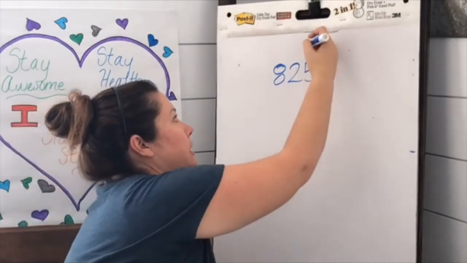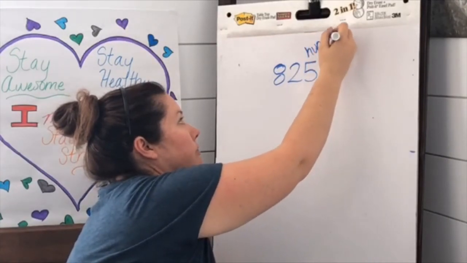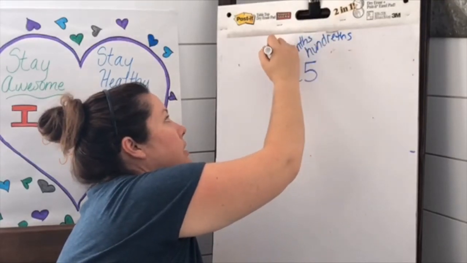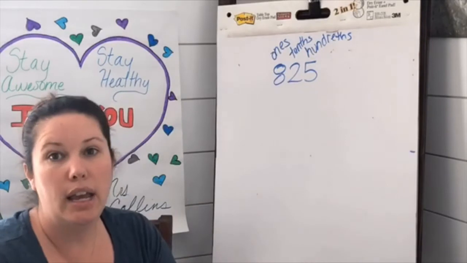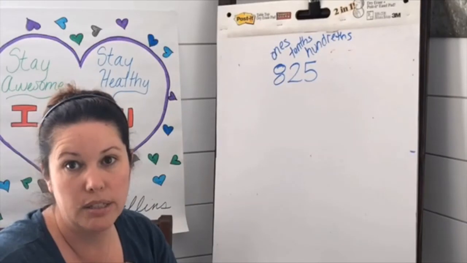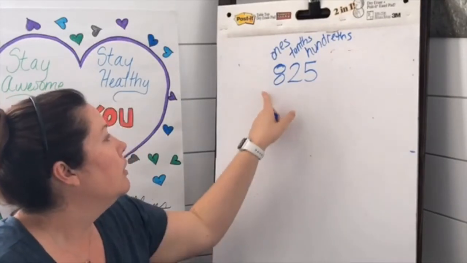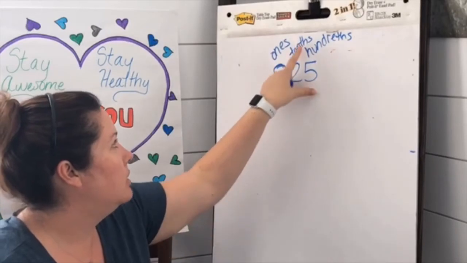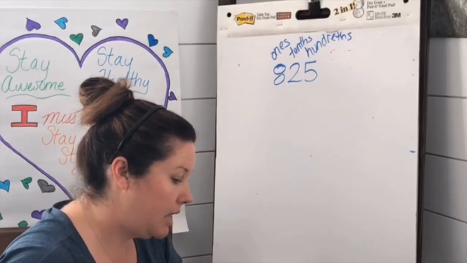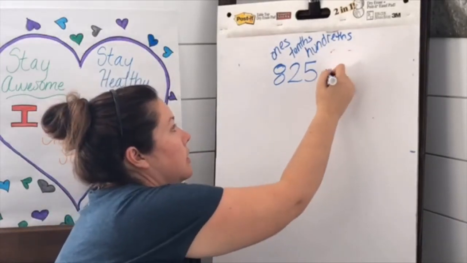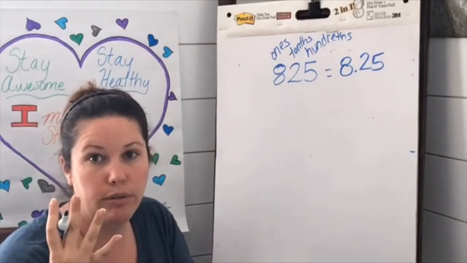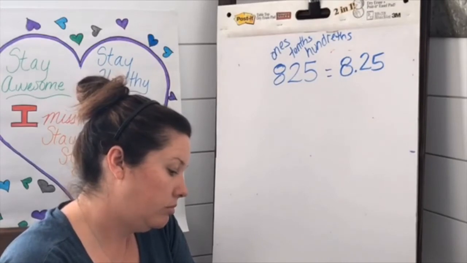So if this is hundredths, that means this has to end in the hundredths. That means this is going to be tenths, and this is going to be ones. So 825 hundredths, because that means the 5 has to end in the hundredths. That's when we talked about our decimal place value several weeks ago. So now this is saying 8 ones, 2 tenths, and 8 hundredths. So our answer is going to be 8.25 on the blank for number 4.